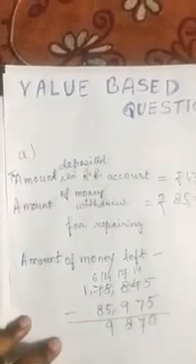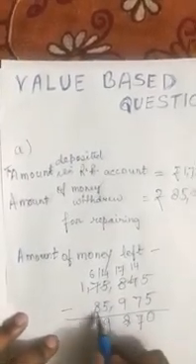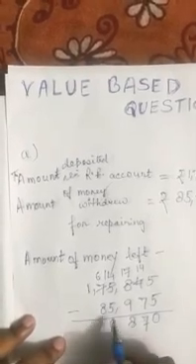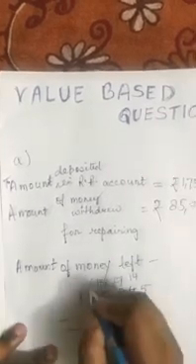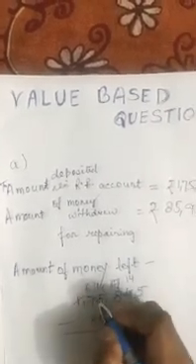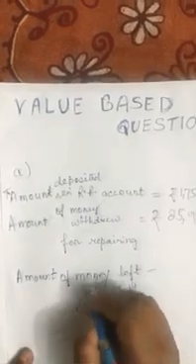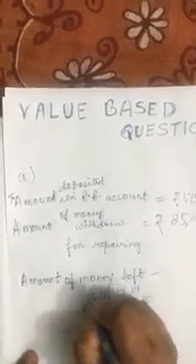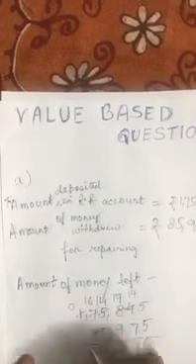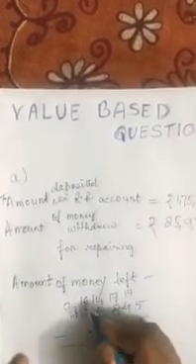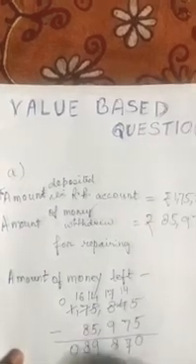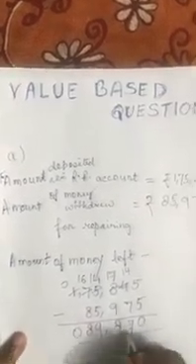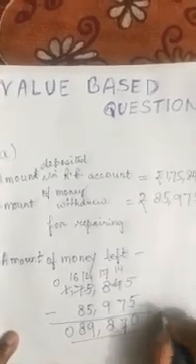Now 6 minus 8. So it is again not possible. So borrowing from the lakh, 1 lakh borrowing. So 1 lakh will reduce to 10,000. So 6 plus 10 is 16,000. So here in the lakh column there is 0 left. So 16 minus 8 is 8 and 0 is left over. So total money is 89,870 left in his account.